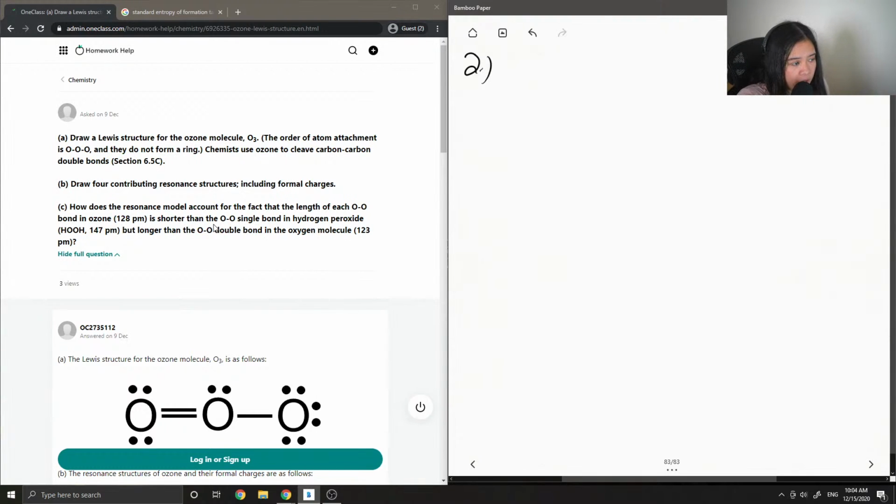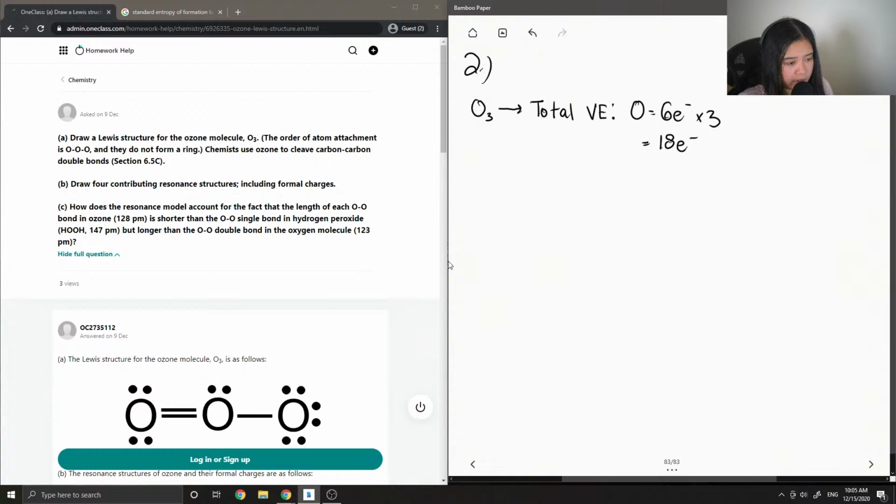Okay, so first let's draw the Lewis structure of ozone. When writing Lewis structures, I like to first find the total number of valence electrons in the molecule. So I'll just say total valence electrons. For 1 oxygen atom, there are 6 valence electrons. And since we have 3 of them in ozone, we multiply this value by 3. So this gives us a total number of valence electrons of 18.